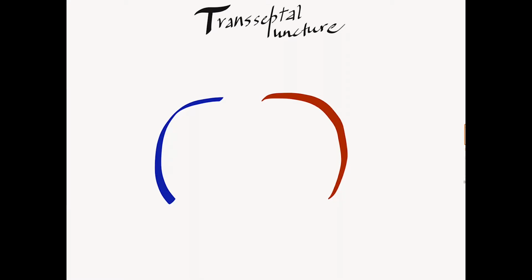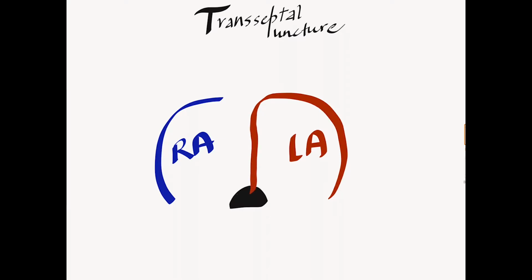You have endocardial cushion right here. Think this is the left atrium. This is the right atrium. So the pericardial reflection from left atrium throws a curtain downwards which meets the endocardial cushion. That's your septum primum.